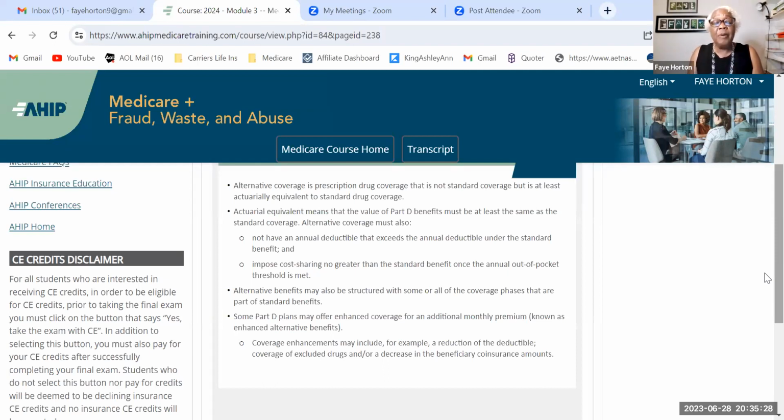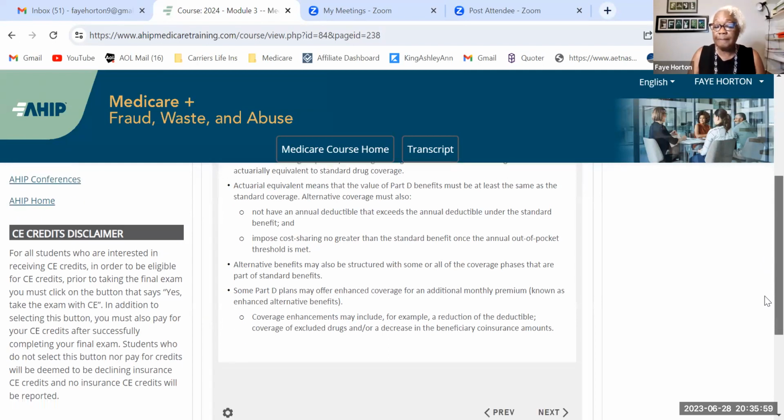Alternative benefits may also be structured with some or all of the coverage phases that are part of the standard benefits. Some Part D plans may offer enhanced coverage for an additional monthly premium known as enhanced alternative benefits. Coverage enhancements may include, for example, a reduction of the deductible, coverage of excluded drugs, and/or a decrease in the beneficiary coinsurance amounts.